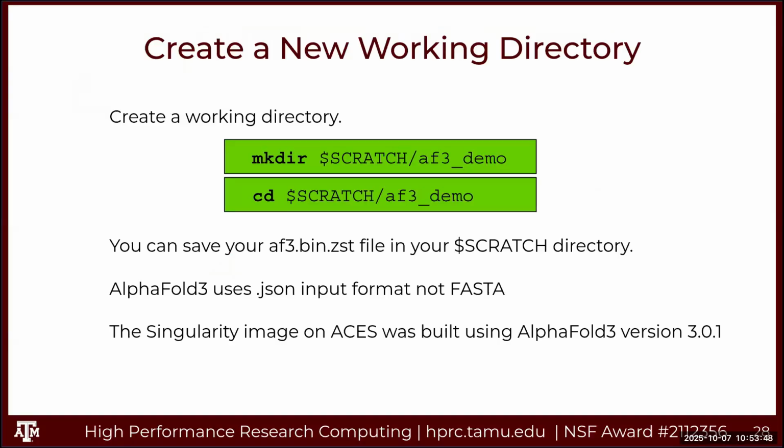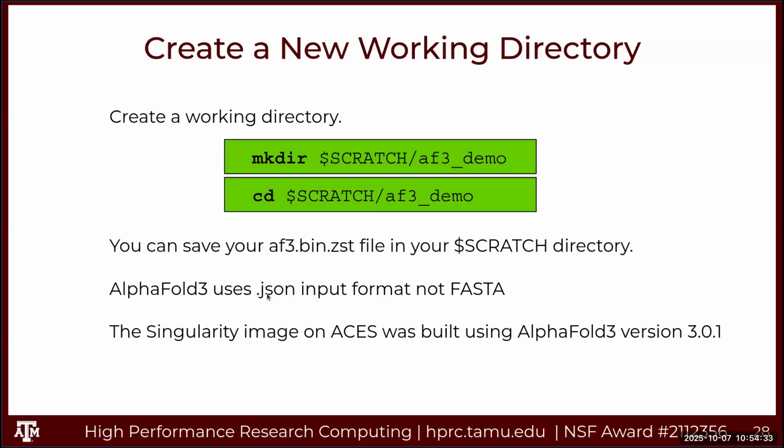first, let's just see a thumbs up of everyone who was able to get the af3.bin.zst file. This is the model parameters file. I see one person. Okay, you can definitely set this up, and when you get your model parameters file, you can save it to your Scratch directory, and then you can run this at a later time. See how it works.